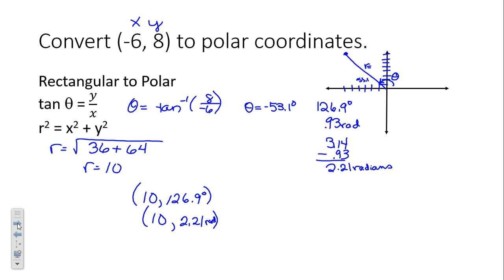Oh, I have to switch it. We needed to convert this to polar. Yep. So we went from rectangular. This was in our rectangular portion, right? And we're finding a polar coordinate.